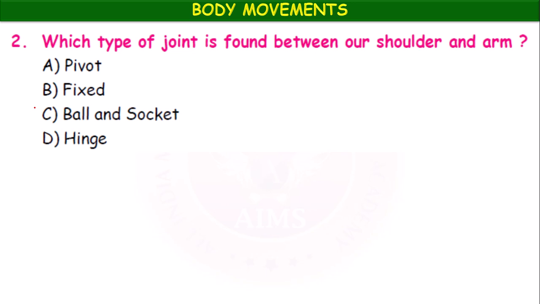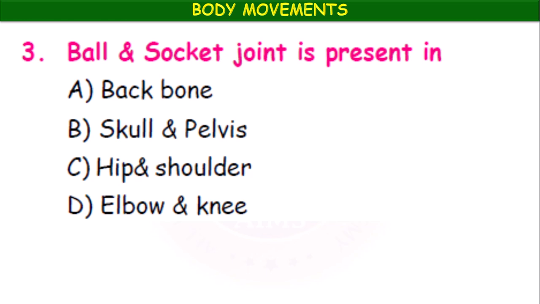Which type of joint is found between our shoulder and arm? Pivot joint, fixed joint, ball and socket joint, hinge joint. It is the ball and socket joint, a freely movable joint present between the shoulder and arm. Ball and socket joint is present in the hip and shoulder.